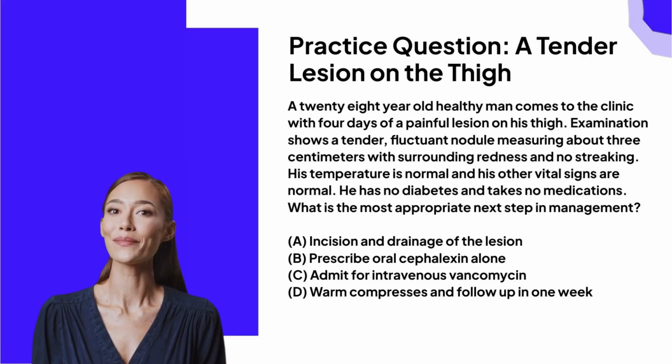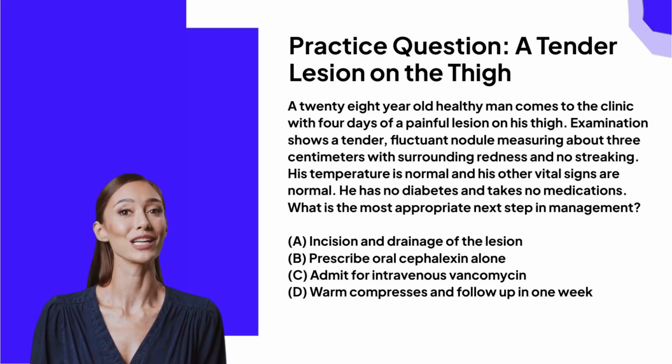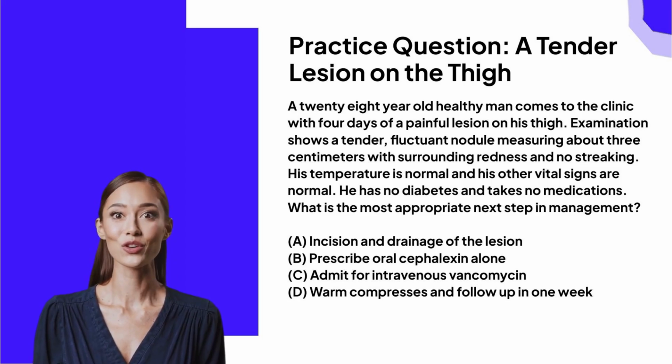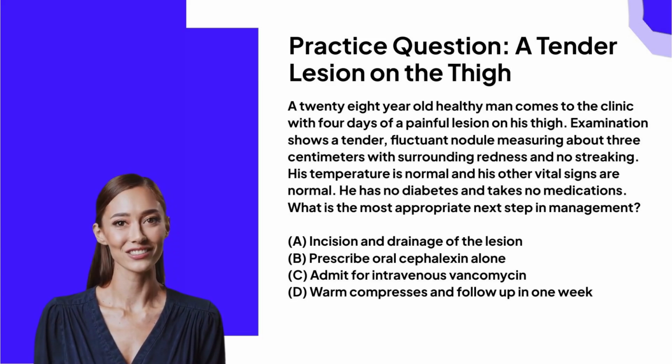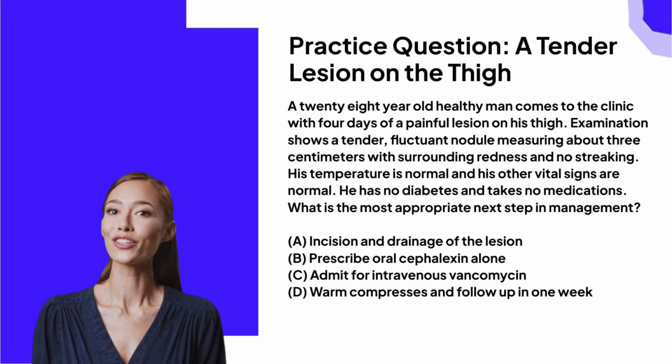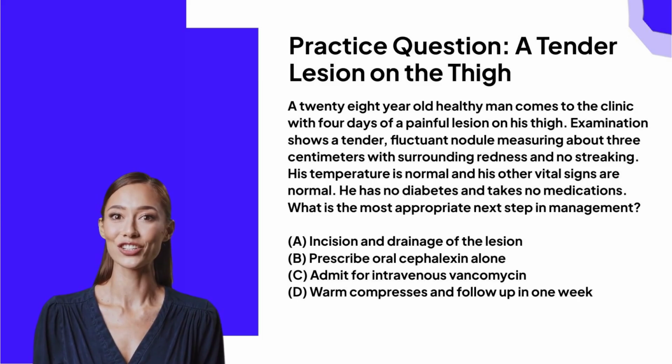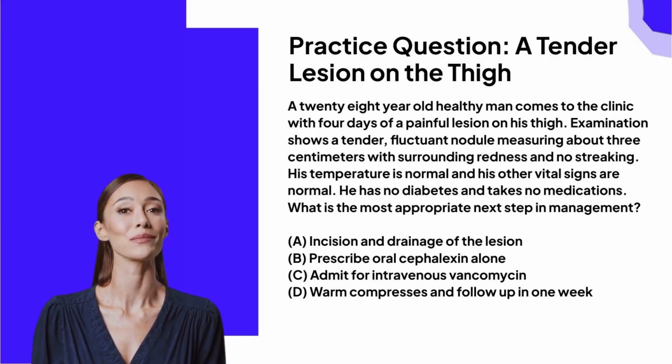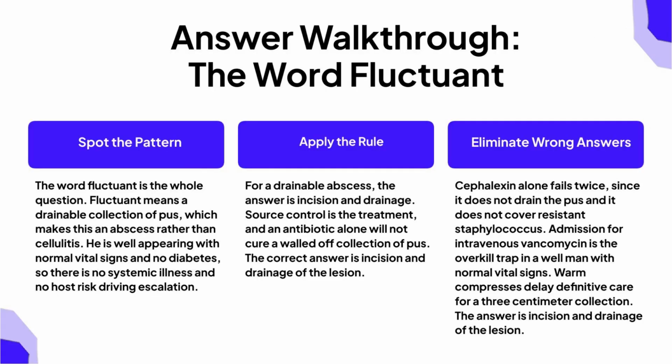Third stem. A 28-year-old healthy man, 4 days of a painful lesion on his thigh. Examination shows a tender, fluctuant nodule about 3 centimeters with surrounding redness and no streaking. Temperature and vital signs normal, no diabetes, no medications. Most appropriate next step. There is one word in that examination that decides the entire question. Find it. Spot the pattern.